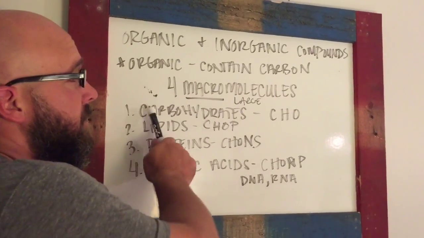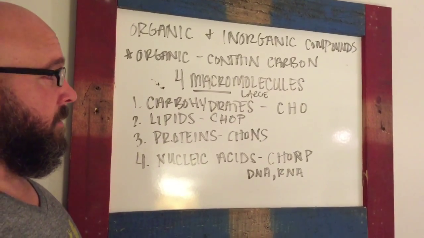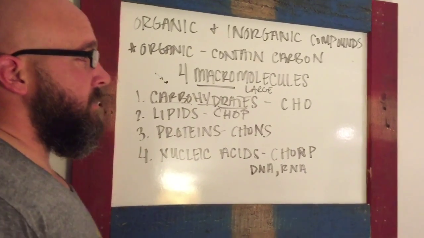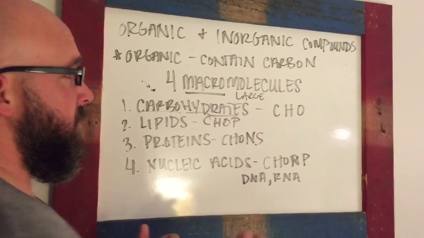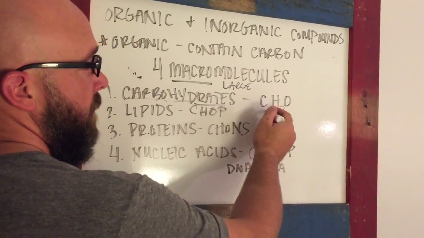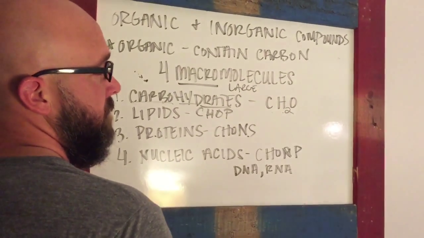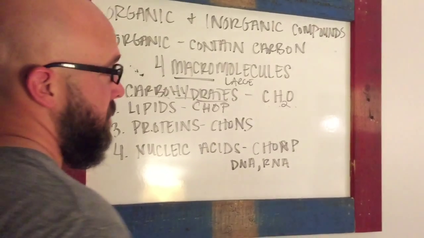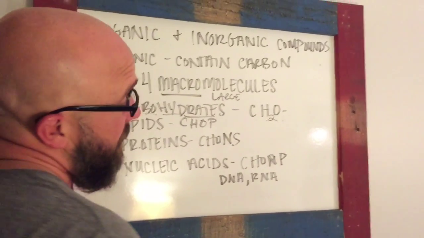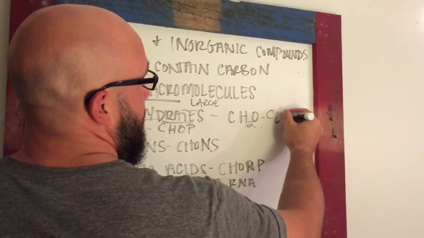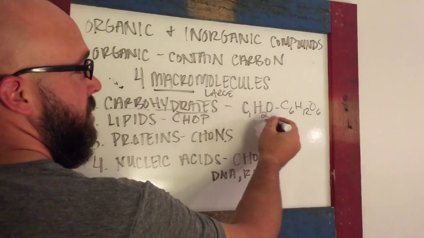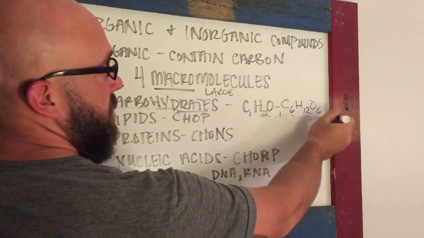The first one is carbohydrates. These are made up of carbon, hydrogen, and oxygen, and they're always in relationship like this, okay? 1 element of carbon to 2 elements of hydrogen to 1 element of oxygen. For example, the simplest sugar that there is, glucose, which is what our cells need, is C6H12O6. So see the relationship? 1, 2, 1, 6, 12, 6.